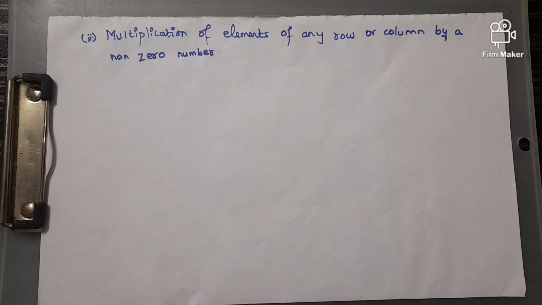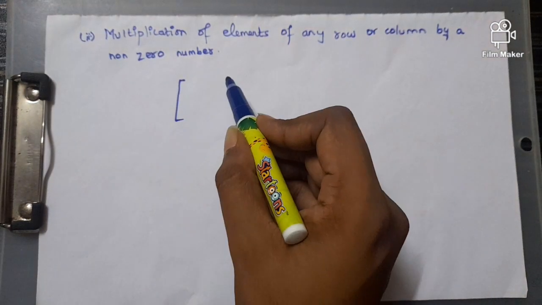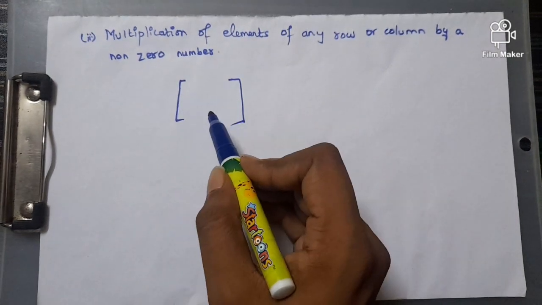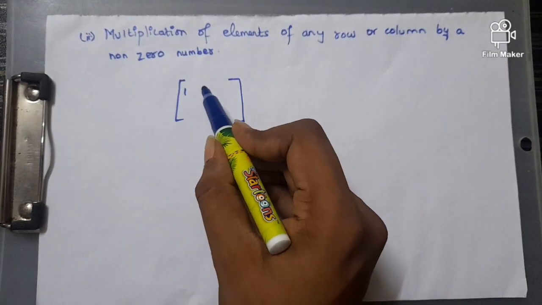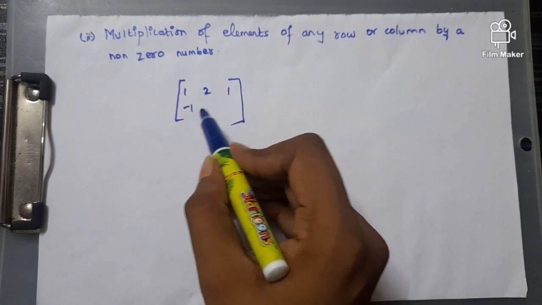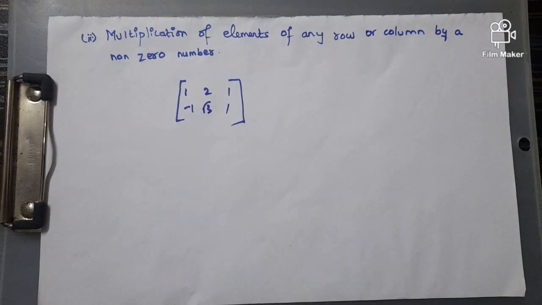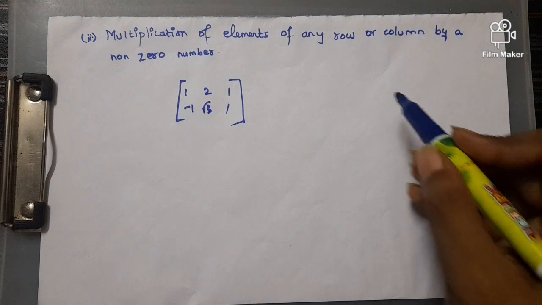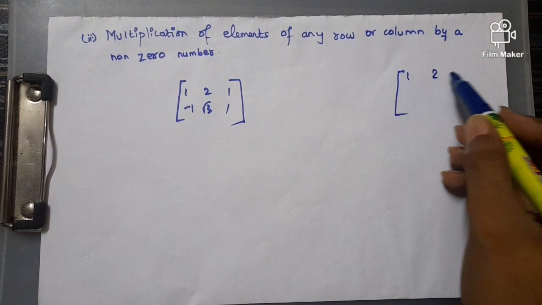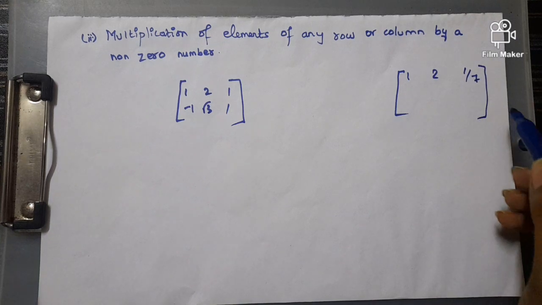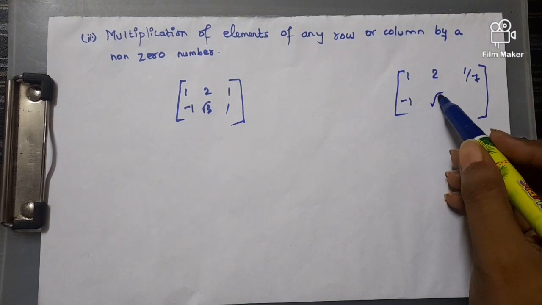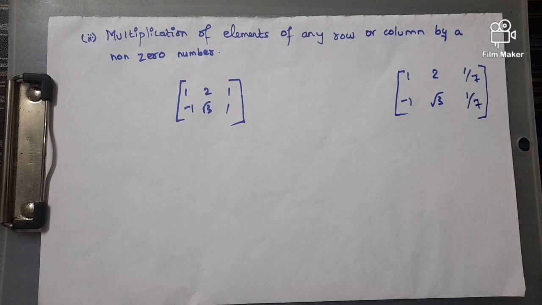Multiplication of elements of any row or column by a non-zero number. Okay. Now what does this line state? As I discussed before, they would have given one specific matrix value, for example, in this example they have given 1 2 1, minus 1 root 3 1, but our desired result, let it be like this, right? 1 2 1 by 7. As per the given example itself, we will consider minus 1 root 3 1 by 7, right?